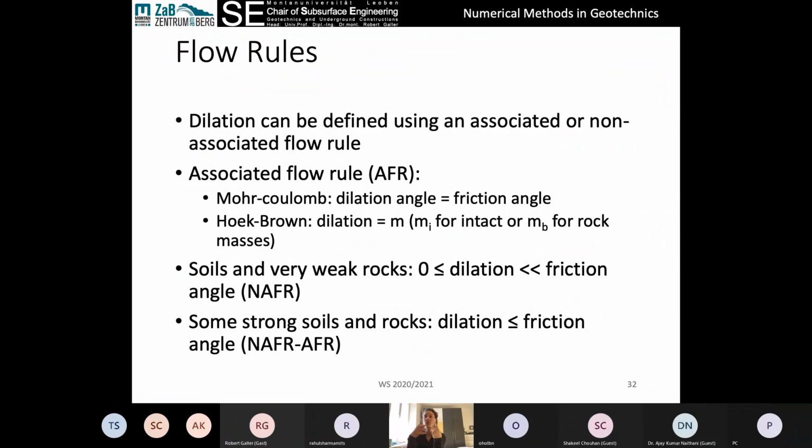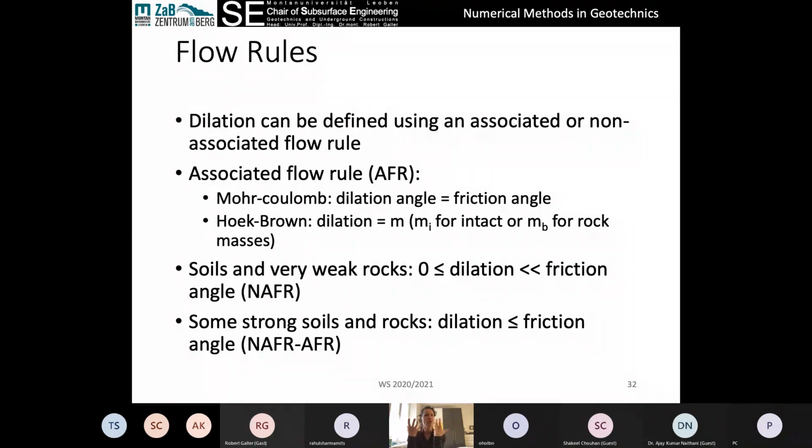So for very brittle rocks that tend to have a considerable amount of dilation when they break, or for example, some clay soils that dilate, or some densely packed sands that dilate when they shear, then approaching the associated flow rule might be a more appropriate method. So hopefully this is broken down a little bit about the uncertainty about dilation.